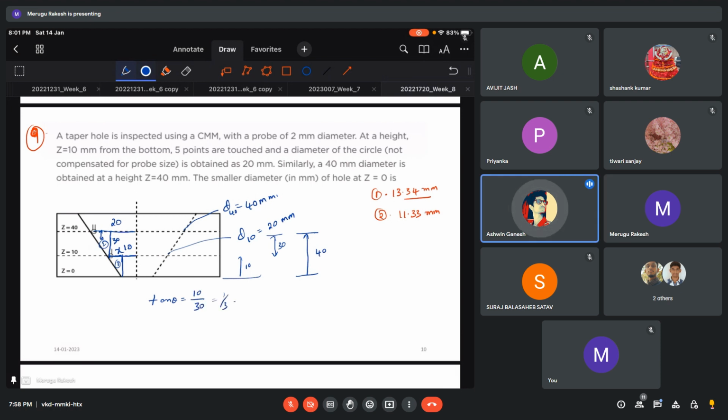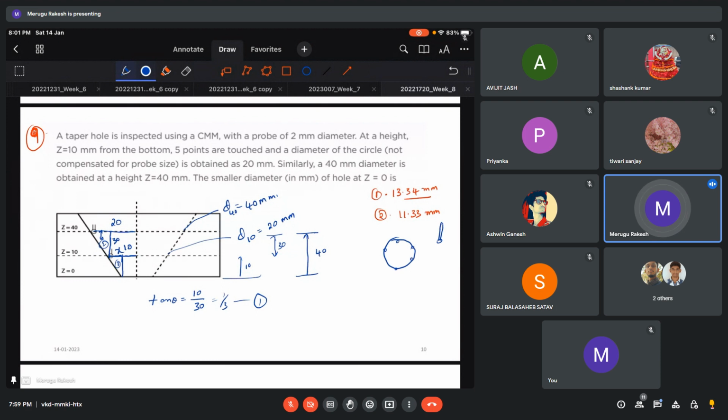Sir, 5 points are touched. If you consider this as a funnel, the probe will touch around 5 points in order to get that size. It can be more than five also, many points. And it is not compensated by the probe size, the allowance for the probe. Exactly, the radius is not considered for this probe. It is the center to center distance.